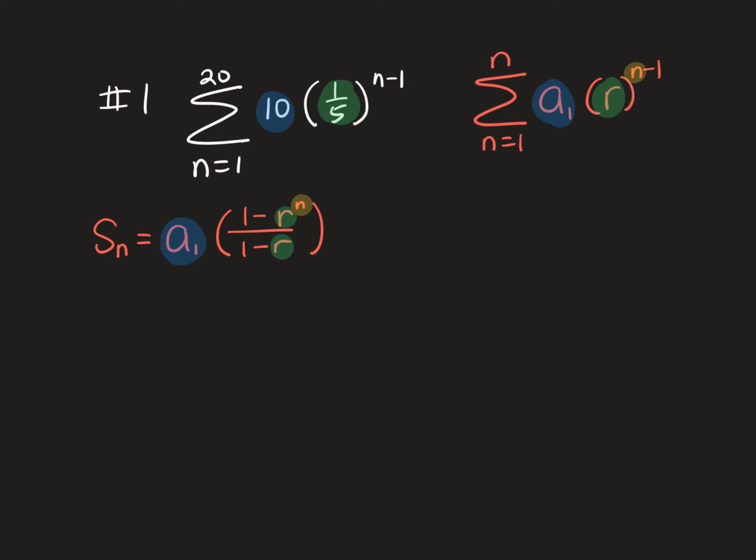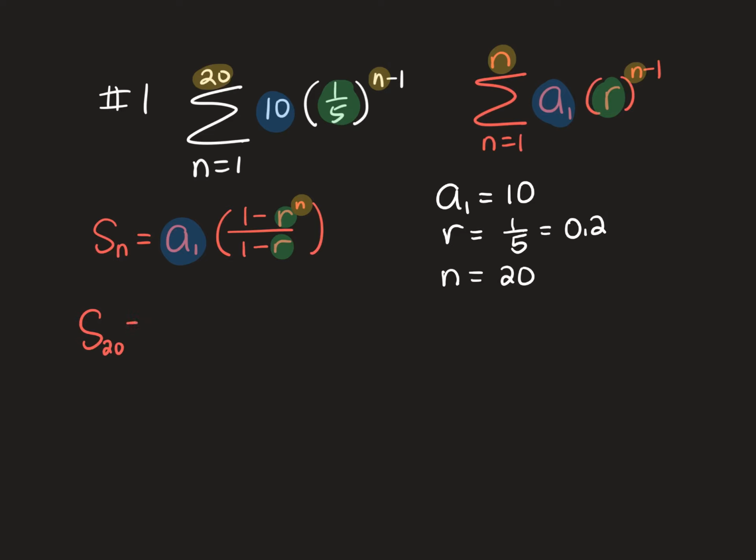If we look in here, we can see n showing up a bunch of different places, but that's also n right there. So what I know is that a sub 1 is 10. I know that r is 1/5. If you like to write that as 0.2, that's fine. And I know that n is 20. So now I can plug everything into this formula.